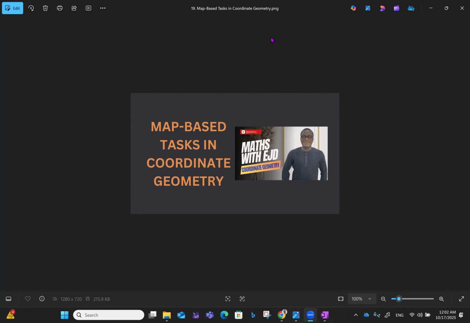Gradually drawing to a close on the idea of coordinate geometry. In this video, we are focusing on map-based tasks in coordinate geometry. In the previous video, we had considered coordinate geometry in real life, and we saw things surrounding mapping, working with the global positioning system, where we saw how to make a trip from Tokyo to Osaka, following the latitude and longitude. Here we are focusing strictly on map-based tasks in coordinate geometry.